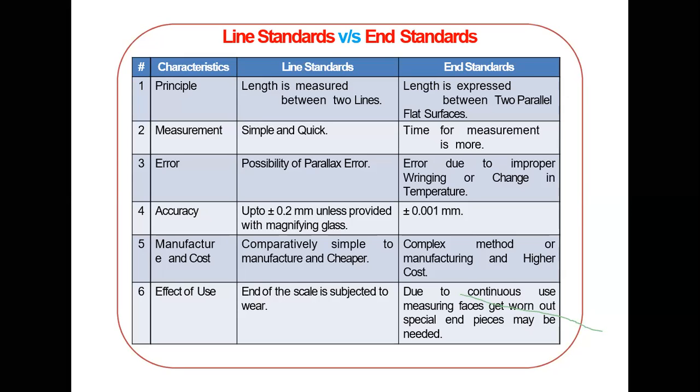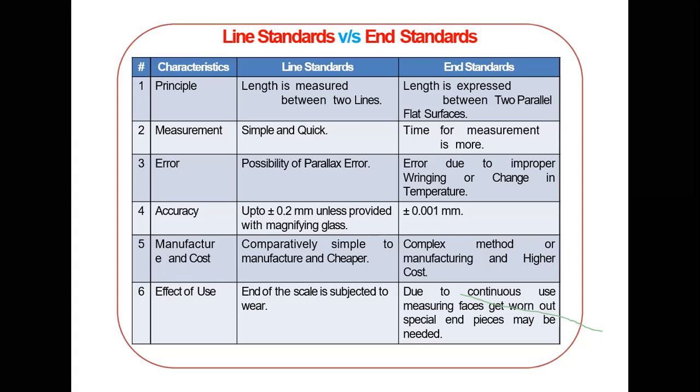Third one is the type of error. So what is the type of error it will be evaluated? For the line standard, there is the possibility of parallax error. And for the end standard, it is the possible error due to improper reading or change in temperature.